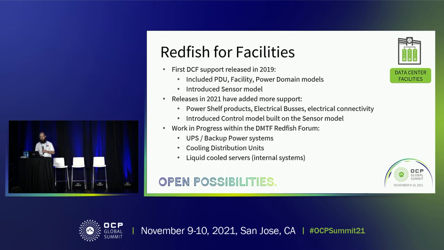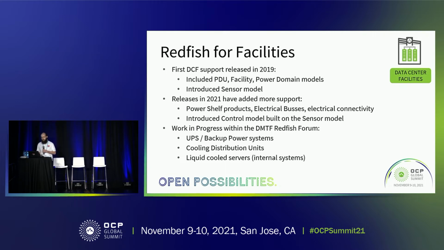More recently this year, we've introduced new classes of products to support new types of power equipment, so in particular power shelves, electrical buses, how to represent electrical connectivity between the different types of products that you might find in your infrastructure. We also created what's called a control model. So if you have set points that you need your different little actuators to try to reach targets for, that's all incorporated, and it's heavily based on the existing sensor model that's been added to Redfish.